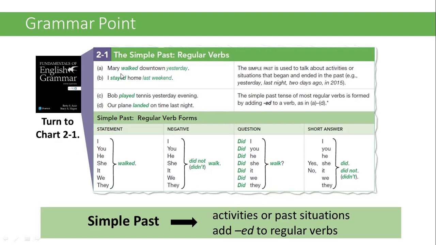Oke. Nah, for simple past we use second verb ya. So walked, I stayed home last week. For example, Bob played tennis yesterday evening. Our plane landed on time last night. Okay. Nah, this one is regular verb form. Kalau regular tinggal menambahkan akhiran ed saja, kata kerja dasarnya dikasih ed.